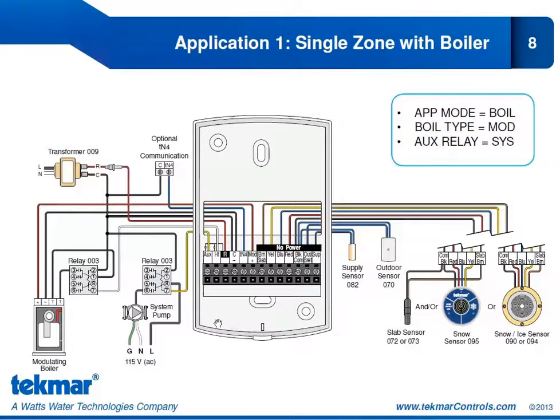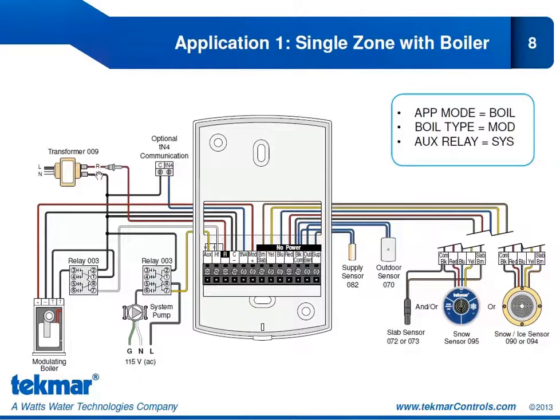We also have the modulating output, mod plus and minus, going over to our modulating boiler to provide the modulating signal. Our auxiliary relay is being used to operate a system pump. Now that does require the isolation relay 003 so that we can have 120 volts going to our pump.